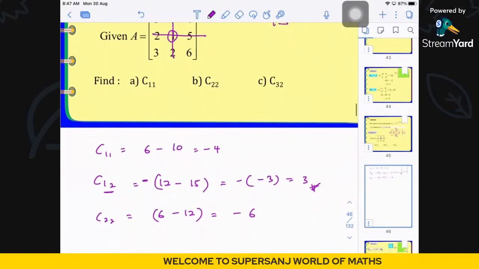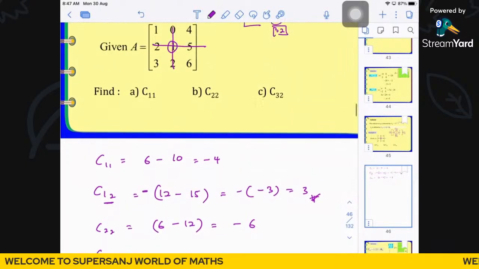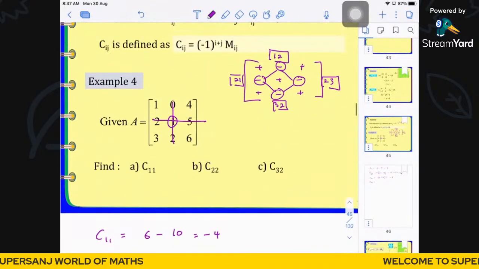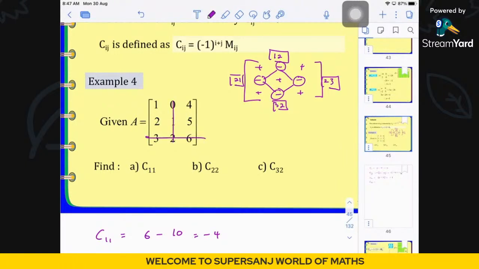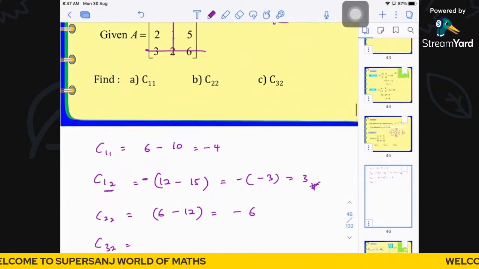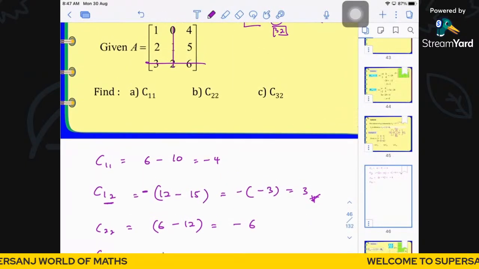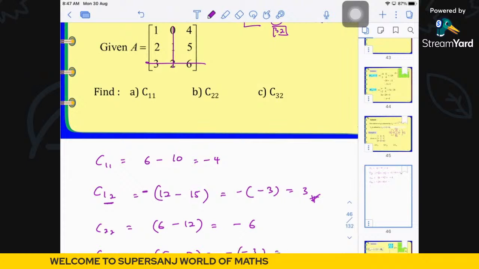So if I look at one more, C32, C32 there is here. Third row, second column. So now if I find the minor there is 1 times 5, which is 5, minus 8. Of course, there is a negative in front. So -3, which will give me the answer +3 there. Can you all understand this or not?